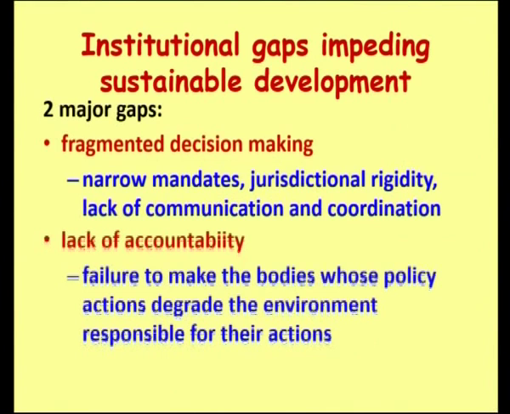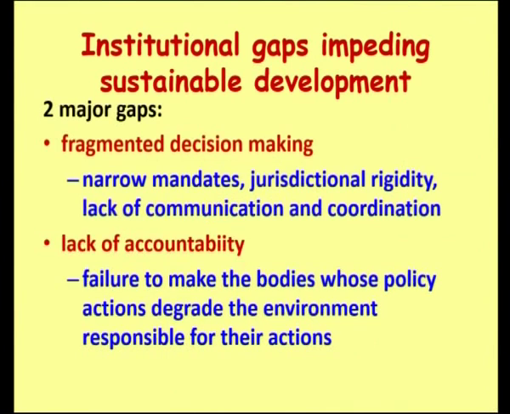And what are the major gaps which are responsible for the non-implementation? The first gap, the fragmented decision making, because all the people are not together making the decision, narrow mandates, jurisdictional rigidity, lack of communication and coordination. The second one, the lack of accountability, because the industry, the government and NGOs are all accountable to the society, and when there is a lack of accountability, then that is impeding environmental sustainability.